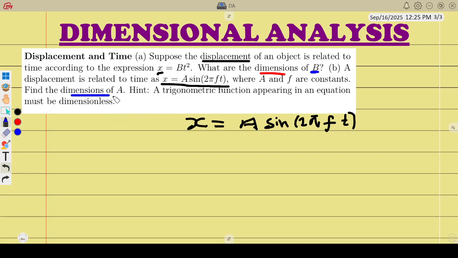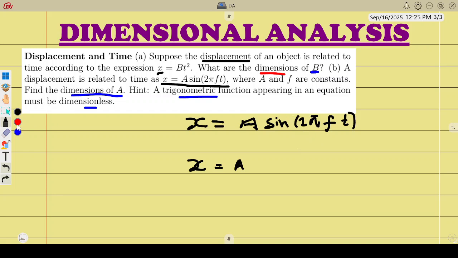Find the dimensions of A. They have told us that trig functions are dimensionless, meaning they do not add value to dimension analysis. So we can ignore wherever there's trigonometry, so sine, we're going to ignore it. And also numbers like 2, we do not consider them under dimension analysis.